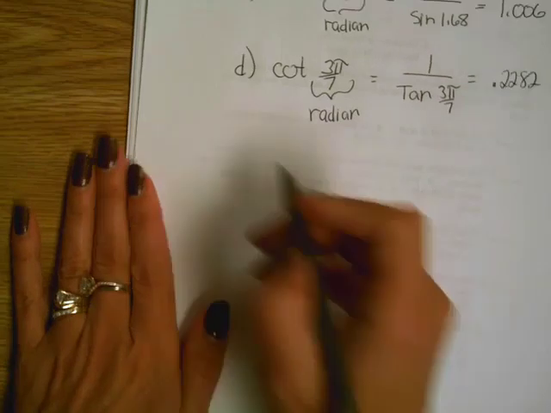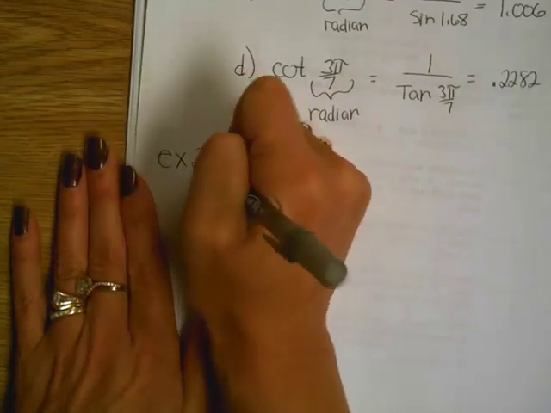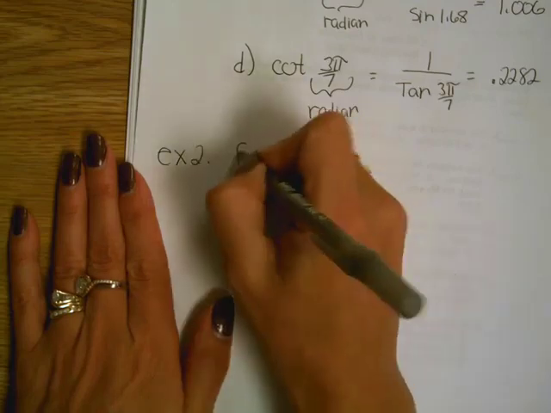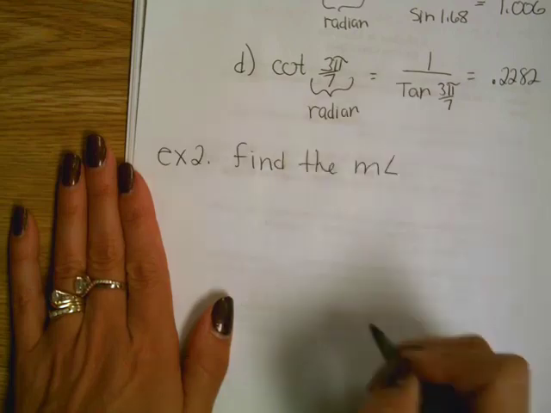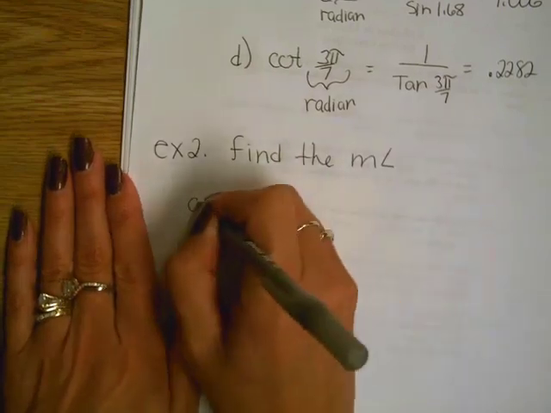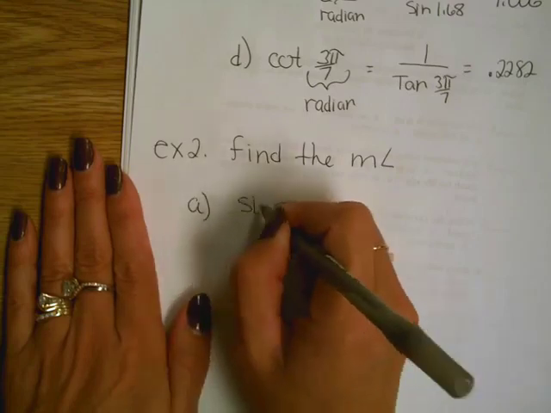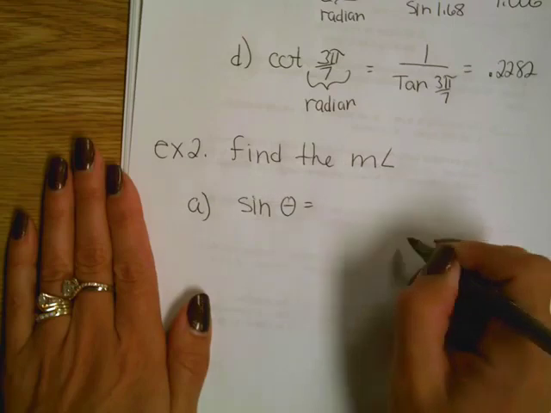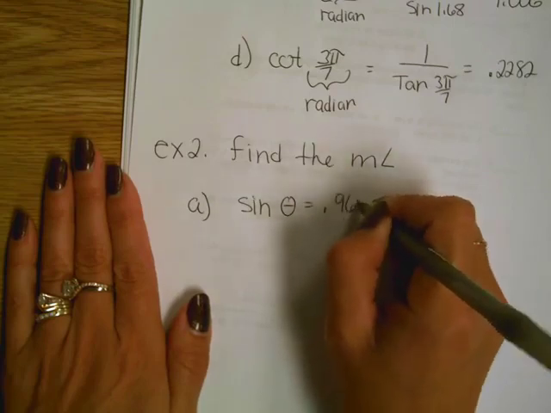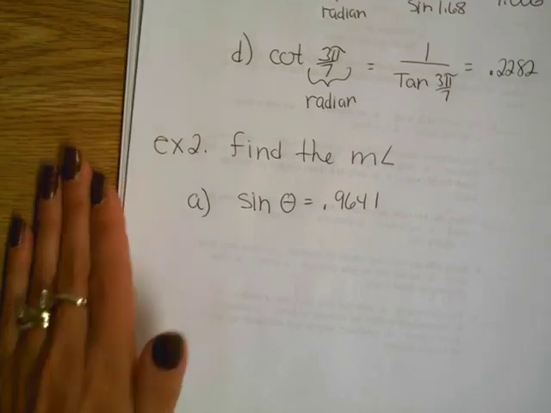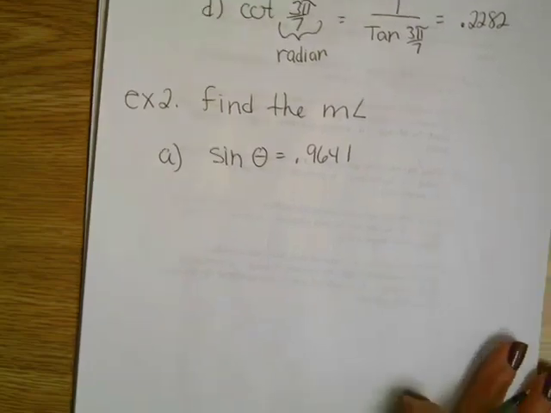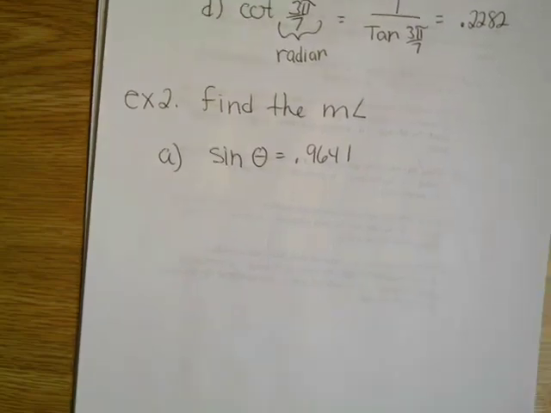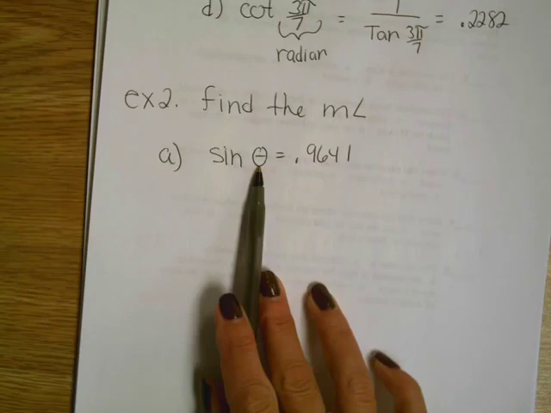Okay, number 2. So you just found ratios. What about finding angle measures if you know ratios? The sine of some angle has a ratio of 0.9641. Adam. You should say -1. Do the inverse sine of 0.9641. Do you know what kind of angle I want? Do I want a degree or a radian?